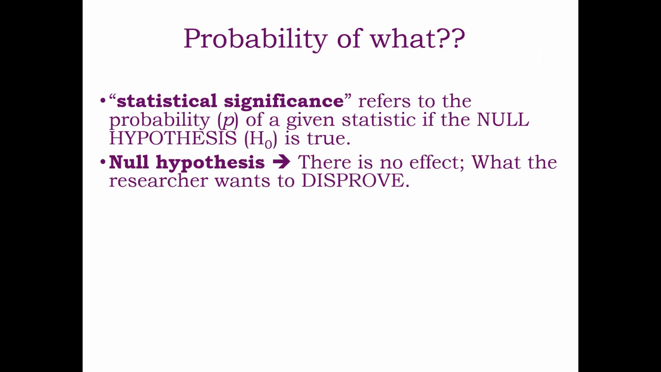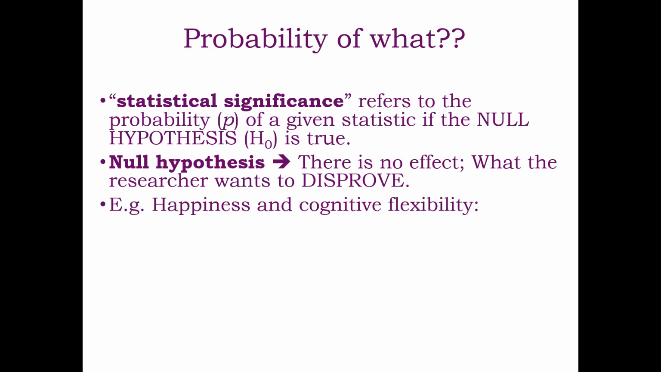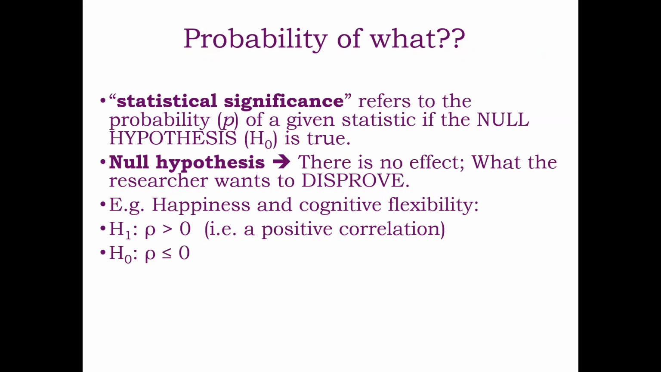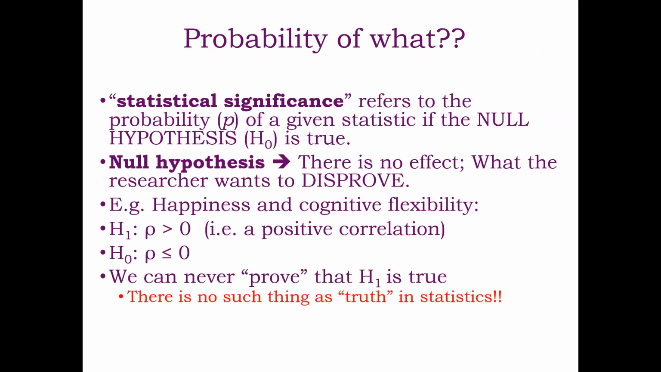The null hypothesis is always that there's no effect. That's what we want to disprove. So for example, again, cognitive flexibility, our alternative hypothesis is rho greater than 0. In other words, a positive correlation. The null is that rho is less than or equal to 0.